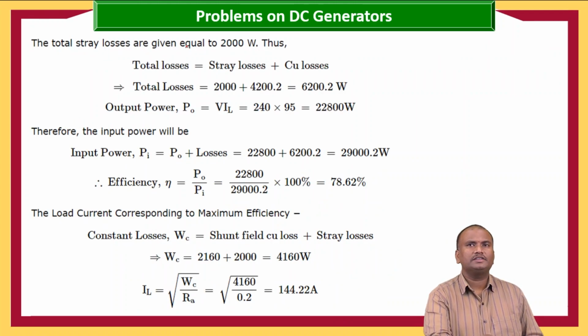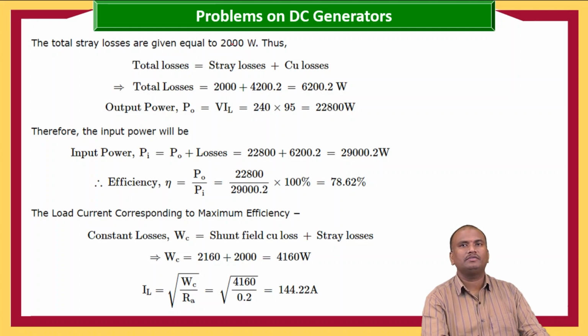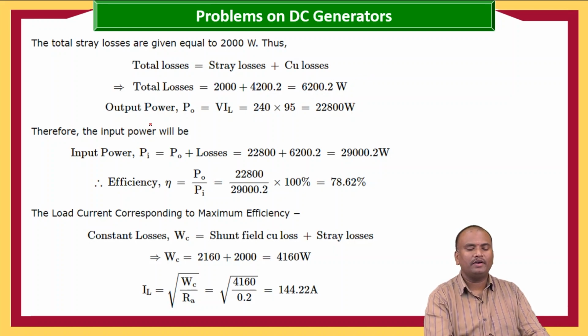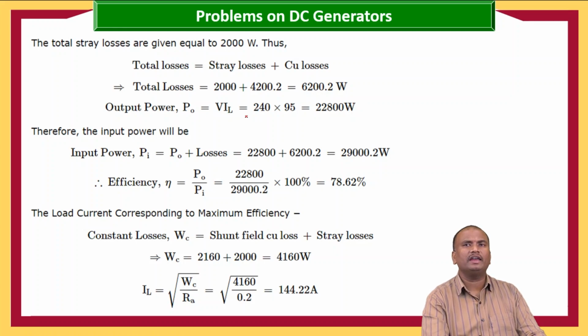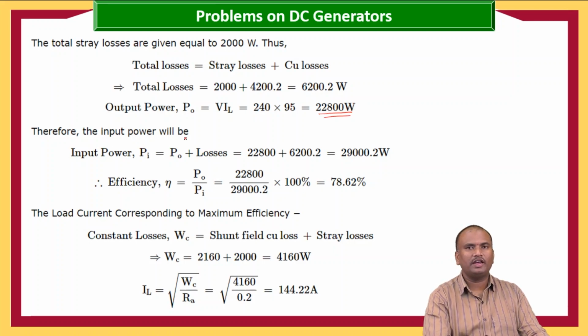Now the stray losses are given as 2000 watts. So total losses is equal to 2000 plus 4200.2, which is equal to 6200.2 watts. Now the output power is equal to V into IL, that is 240 into 95, the load current, which is equal to 22,800 watts.